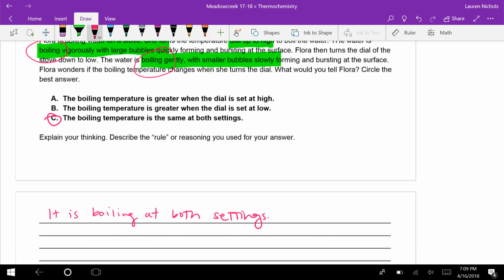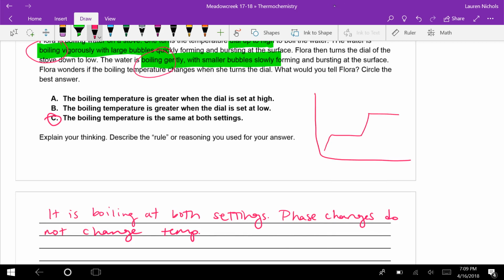And that phase changes do not change temperature, right? If we go back to right above this, when we're looking at heating curves, we learned that with boiling, this is my rough heating curve, boiling is happening right here. And during boiling, the temperature does not change.